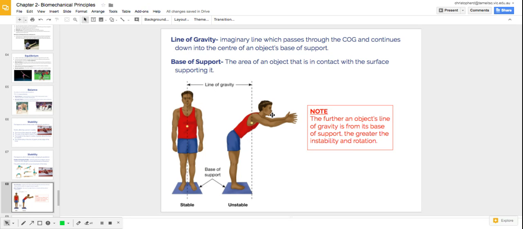However, if we lean forward, our line of gravity is through the center of gravity, but the center of gravity actually moves a bit further forward. So it's not directly through where the base of support is. That's why we'll be considered more unstable. Now, the further the line of gravity is from the base of support, the more instability and the more rotation there's going to be. You should think about it: if you lean further forward, you're going to be a lot more unbalanced than if you're standing upright.